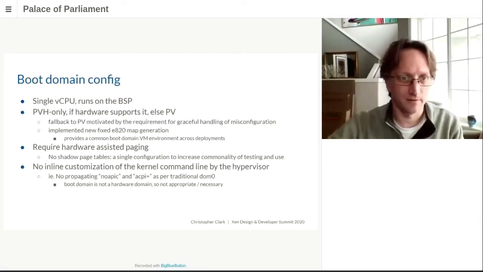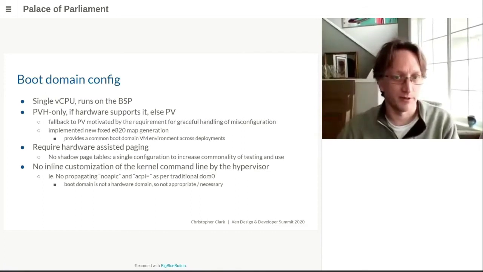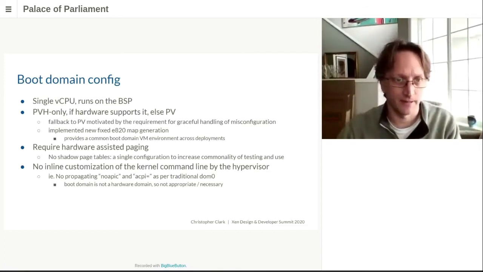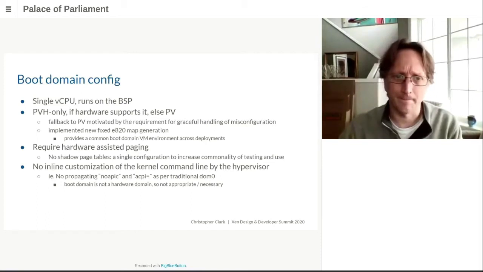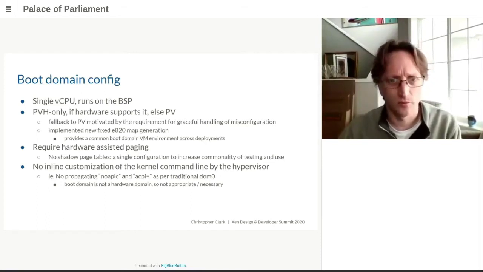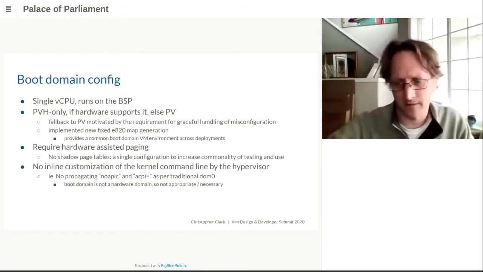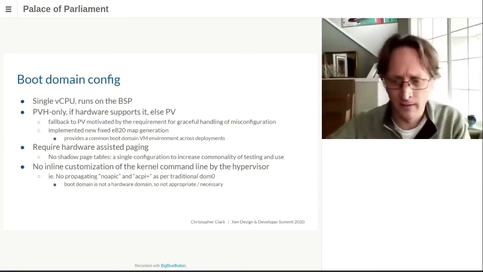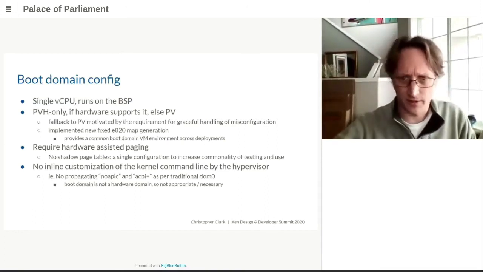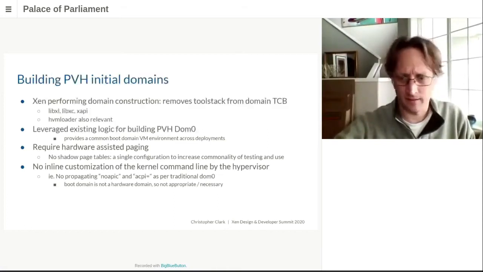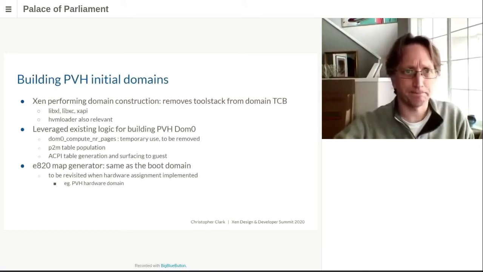In the config we built, we require hardware-assisted paging just to set those flags. No shadow page tables for the boot domain. You shouldn't need them. Modern hardware should provide you with HAP. And then no custom processing of the kernel command line. DOM0 has some logic where Xen options can be propagated to DOM0, but since the boot domain is not a hardware domain, we don't need that.